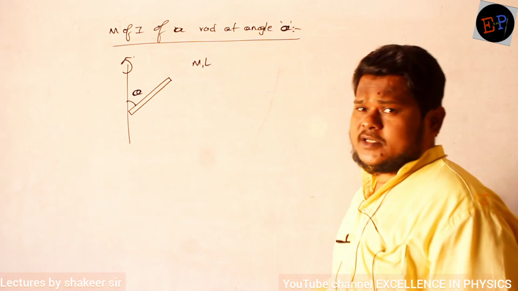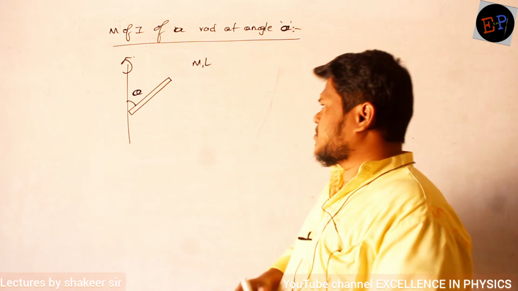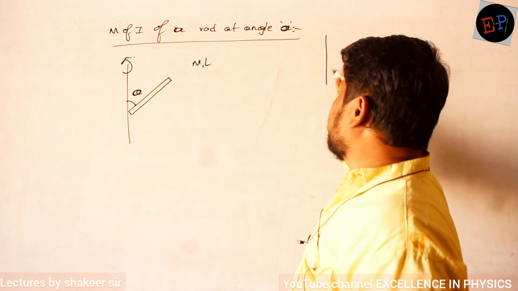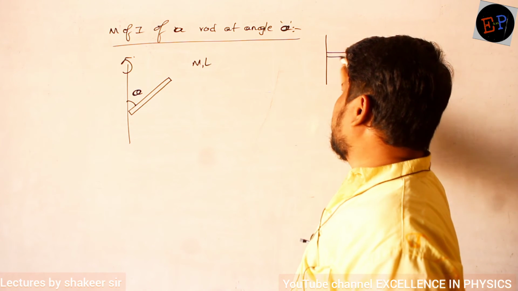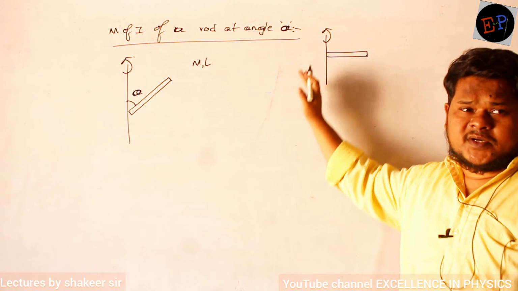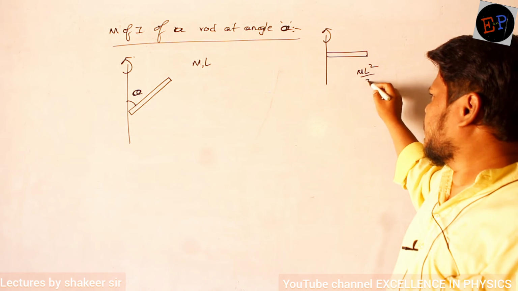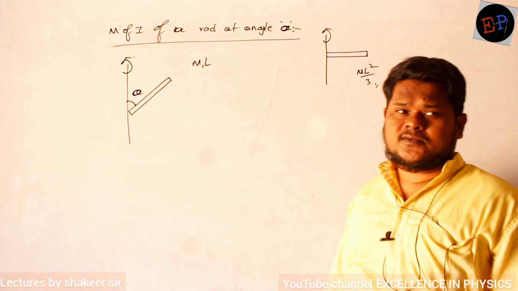So, the moment of inertia of a rod which is present at an angle alpha. For example, if this is the axis of rotation and the rod is like this, if the axis is passing through one end of the rod, then what is the moment of inertia? ml square divided by 3. This is the relation, no?